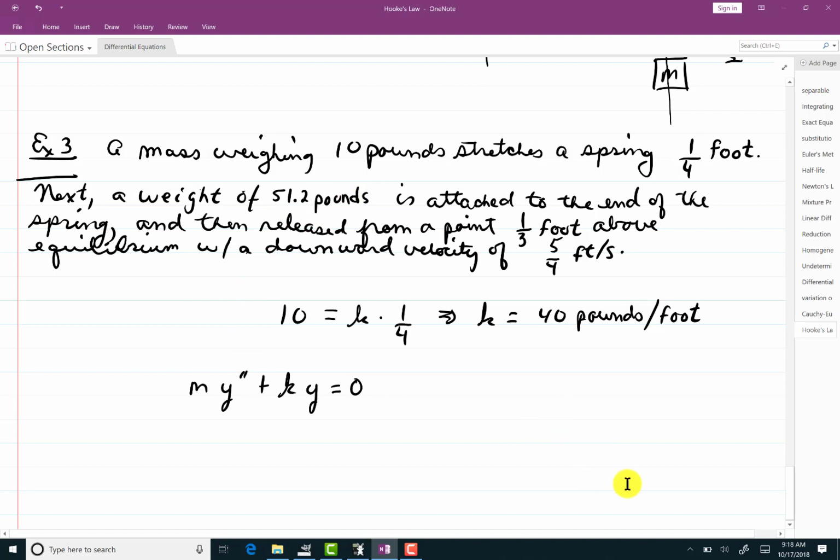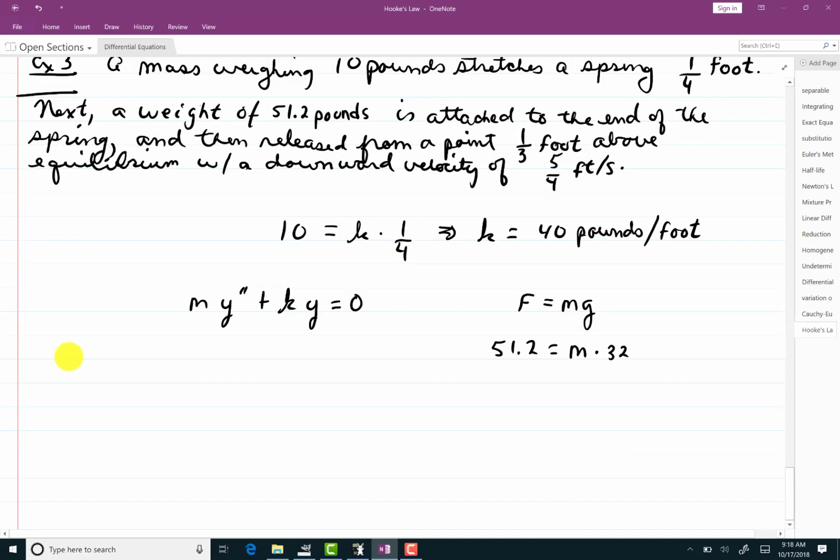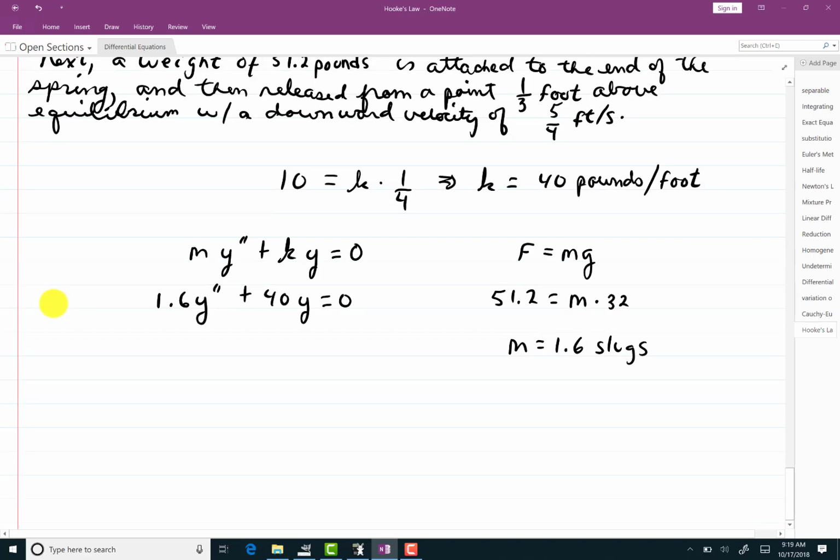So the way to get the mass is to note that force equals mass times gravity. So in my case, I have 51.2 pounds equals mass times gravity, which in the American system of measurement is 32 feet per second squared. So I'll divide both sides by 32 and I get my mass equals 1.6 slugs. That's how mass is called in the American system. So let me go ahead and put my 1.6 in front of y double prime. My k was equal to 40. And then I'll divide by 1.6.